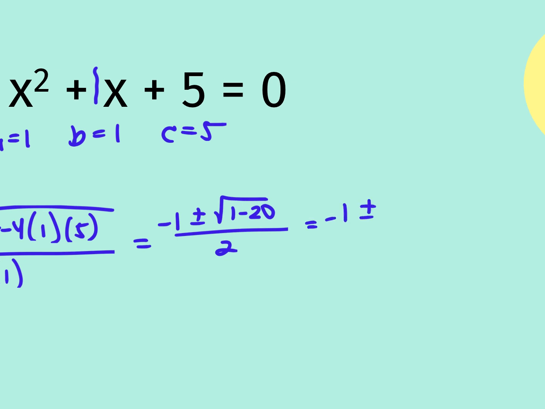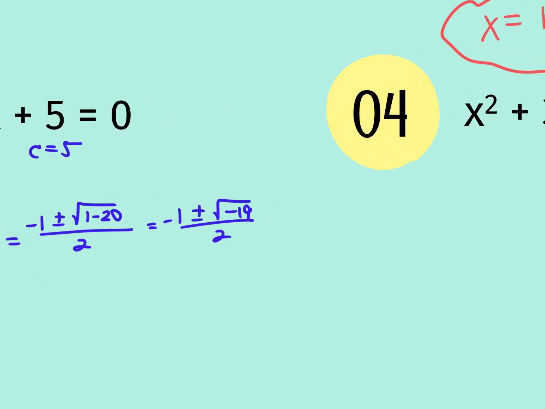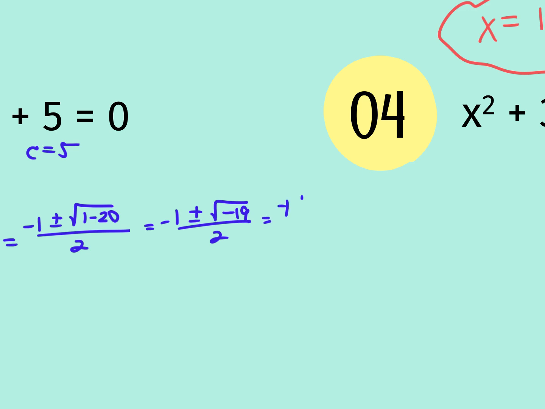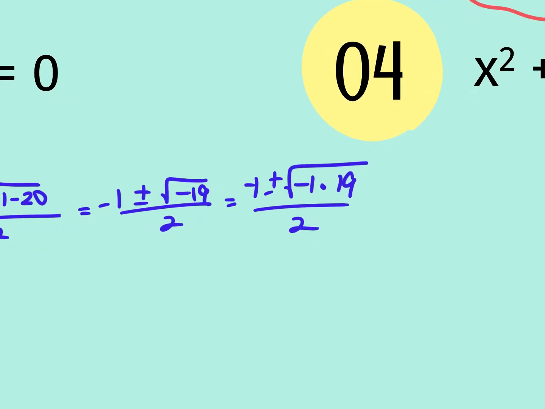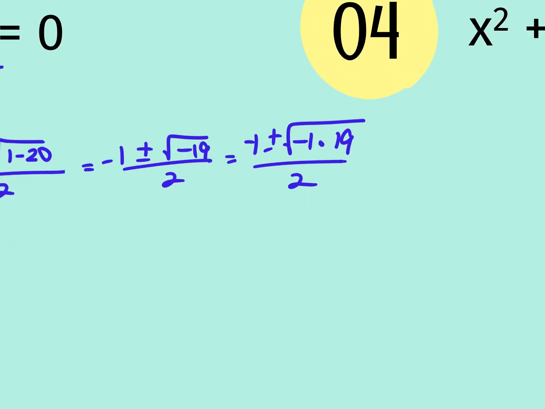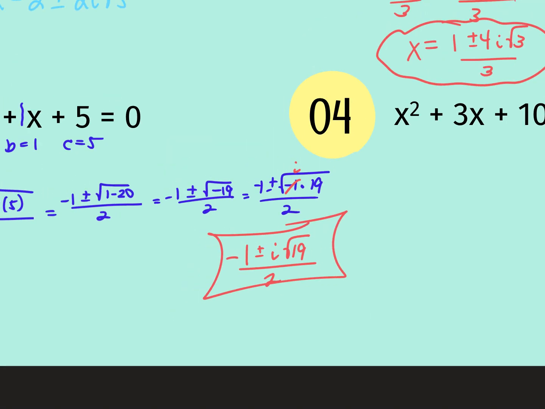So negative 1 plus or minus, guys, what's 1 minus 20? Negative 19. As soon as you see that negative, what should we be thinking? Imaginary. It's negative 1 plus or minus, if you write it out, the square root of negative 1 times 19, over 2. Are there any hidden perfect squares in 19? No. So I have negative 1. What is the square root of negative 1? I. That comes out. And then I have root 19 over 2. You would have gotten the same answer if you did completing the square, just not as easy because of your b term.